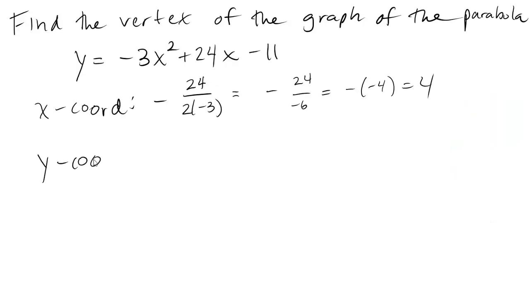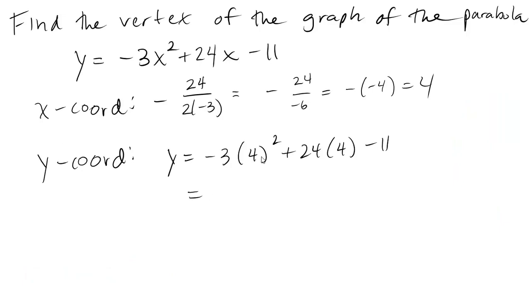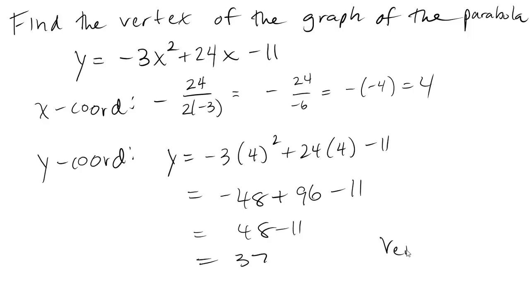Well, to get the y-coordinate of any point on any graph, you just plug the x-coordinate into the function. So I'm going to plug 4 in for x in the function. And we just simplify. So 4 squared is 16. 16 times negative 3 is negative 48. 24 times 4 is 96 minus 11. That's 48 minus 11, and there's that 37. So the vertex is the point (4, 37).